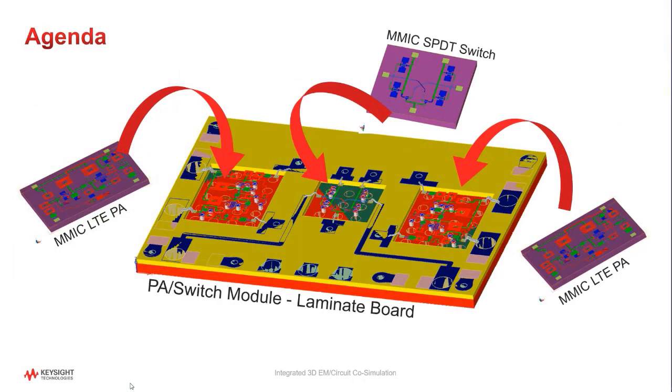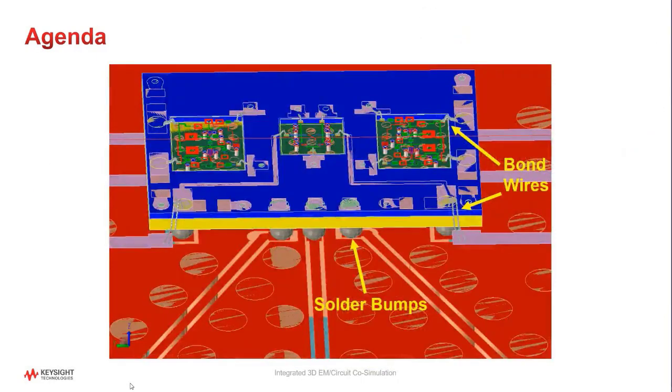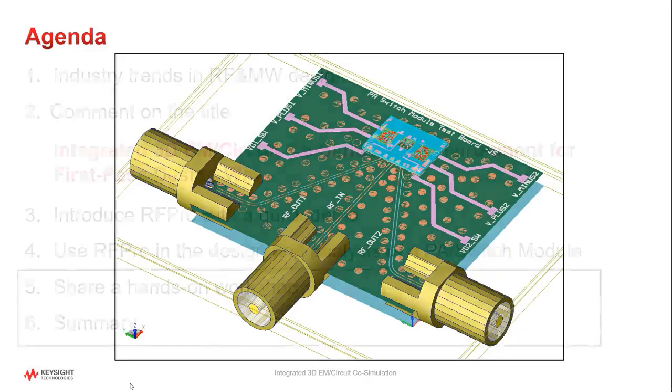What you see here are two MMIC power amplifiers and a MMIC switch mounted on a laminate board with bond wires. And the whole laminate board is mounted onto an evaluation test board using solder bumps. Now here's the final module with the SMA connectors, test board, solder bumps, bond wires, the laminate, and 3 ICs all assembled using smart mount technology in ADS.